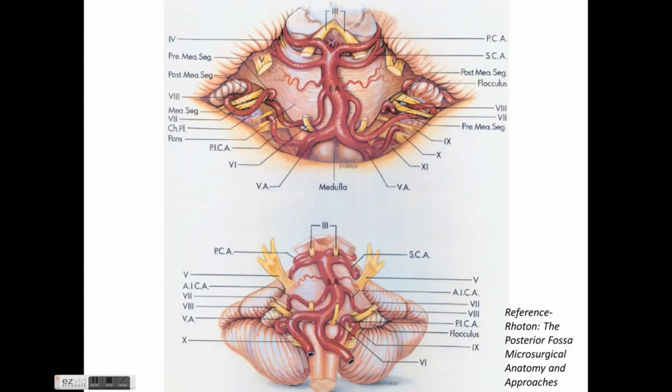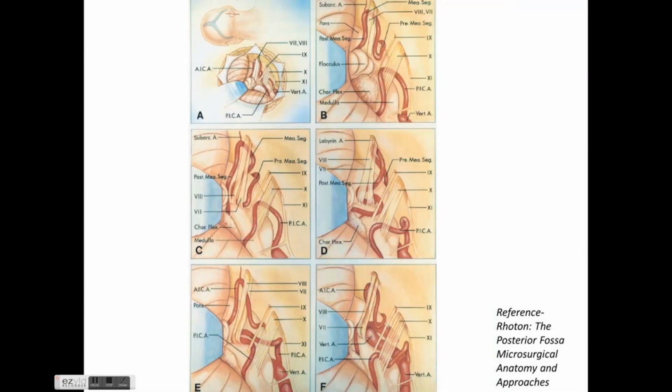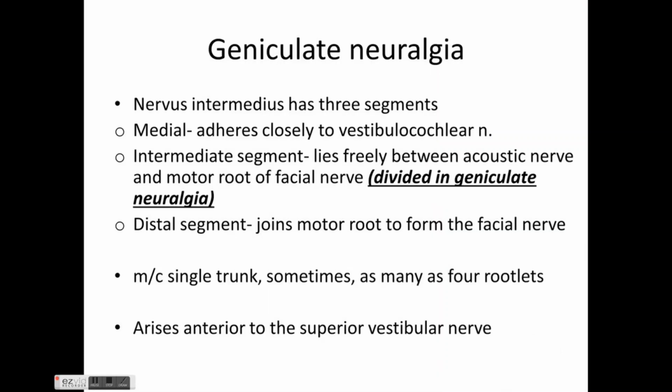This is another diagram showing the same. Coming to geniculate neuralgia, the nervus intermedius has 3 segments. Medial, it adheres closely to the vestibulocochlear nerve. The intermediate segment lies freely between the acoustic nerve and the motor root of the facial nerve, and it is the one which is divided in geniculate neuralgia. And the distal segment joins the motor root to form the facial nerve. Most commonly it is a single trunk, and sometimes there can be as many as 4 rootlets, and it arises anterior to the superior vestibular nerve.